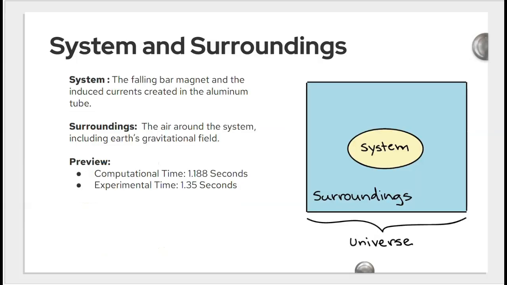So for our system and surroundings, our system was the falling bar magnet and the induced currents created in the aluminum tube. And our surrounding was the air around the system, including Earth's gravitational field. Just for a quick preview, our computational time was about 1.2 seconds. On the other hand, our experimental time was about 1.35 seconds.